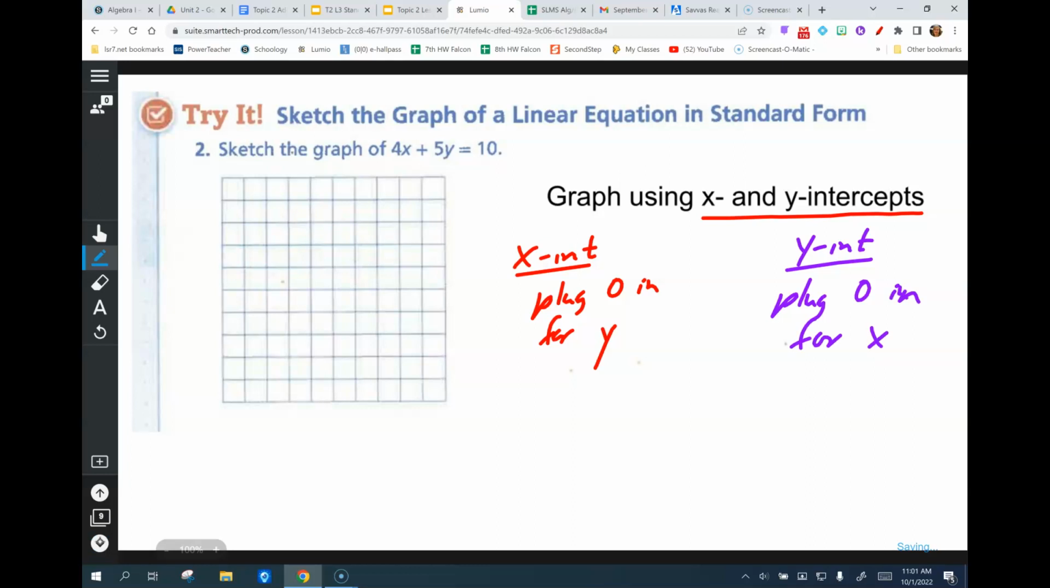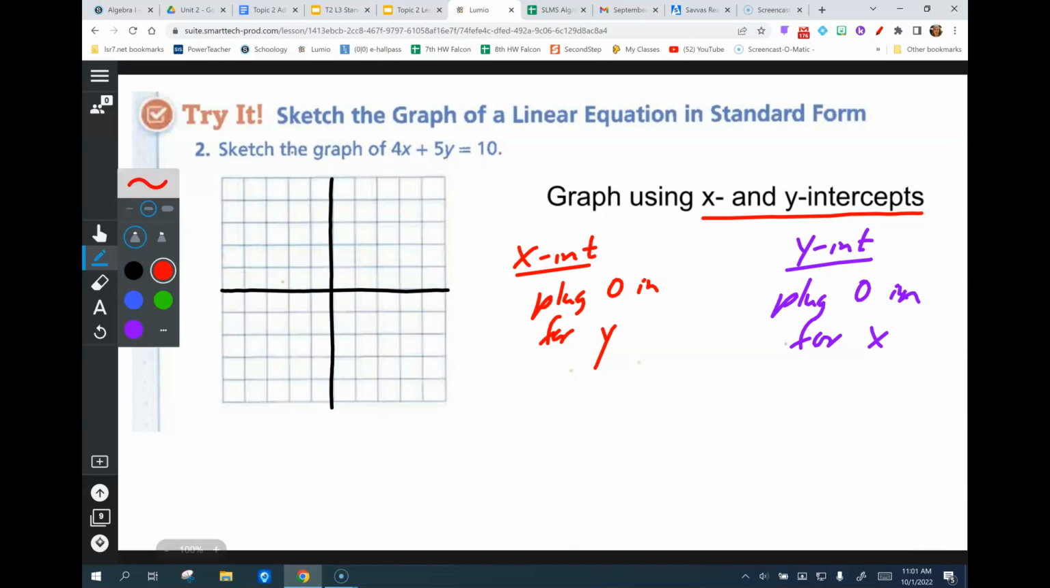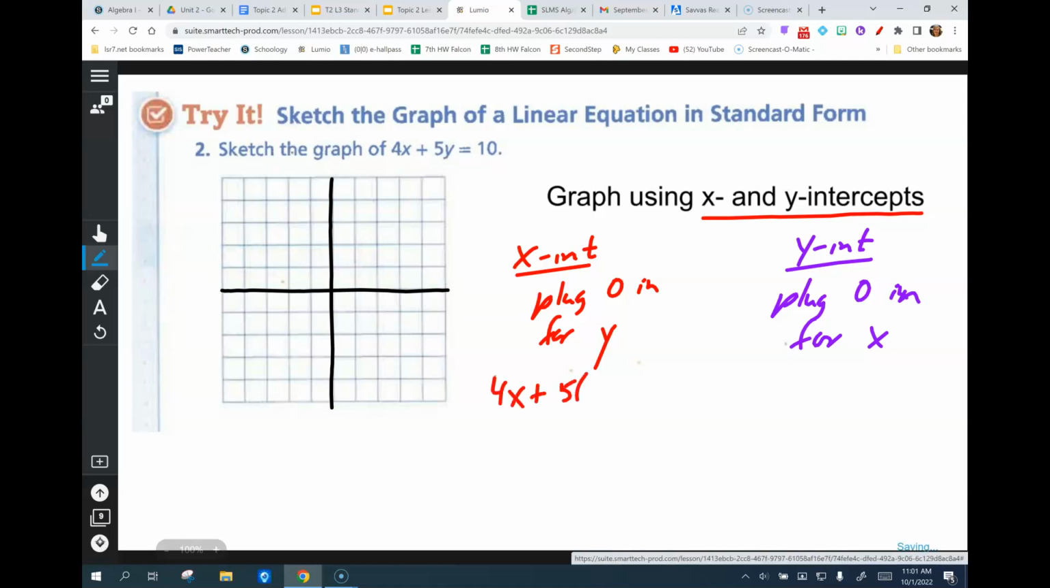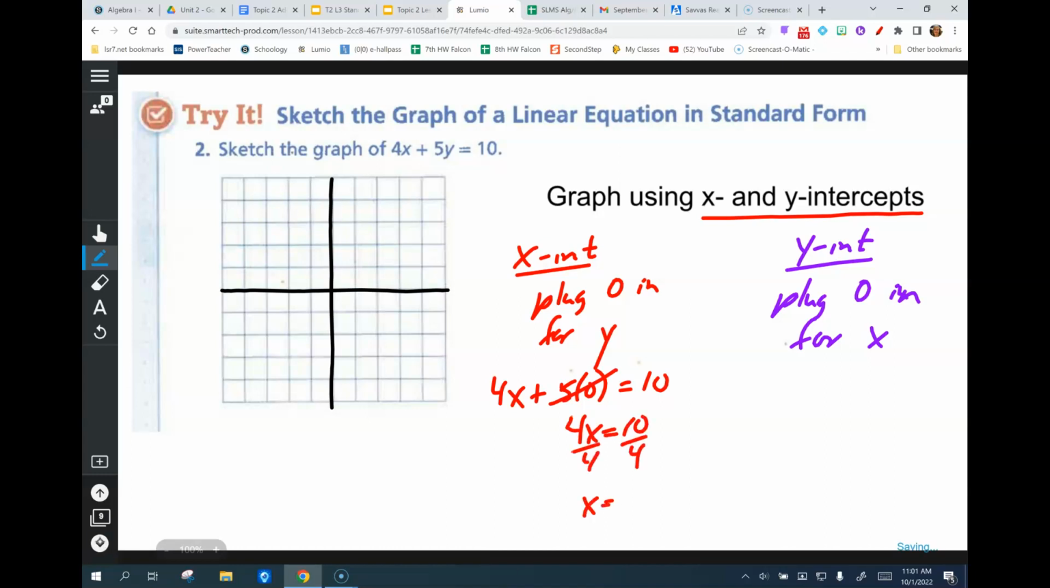Okay? So let's make a grid here. I'm just going to put it right here, just kind of in the middle. Okay? And now we're going to find each of those intercepts. So here we go. If I'm going to find my x-intercept, I'm going to plug 0 in for y. So 4x plus 5 times 0 is equal to 10. Now I'm just going to solve this equation. This gives me 0, so I have 4x is equal to 10. Divide by 4, and I get x is equal to 5 halves, so 2.5. 5 halves is also fine, but I'm going to be plotting that point. Now that is a point, so that means that is the point 2.5, 0.